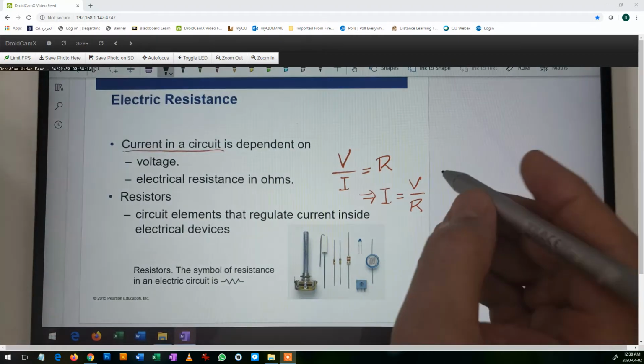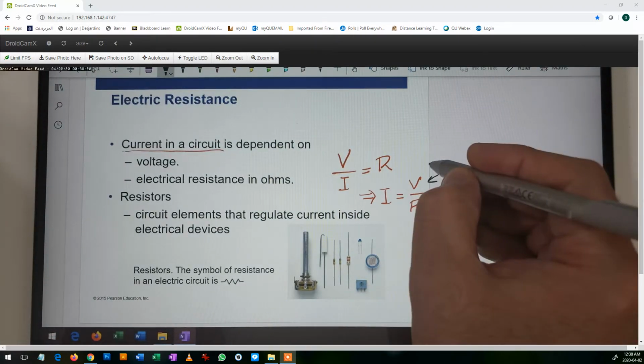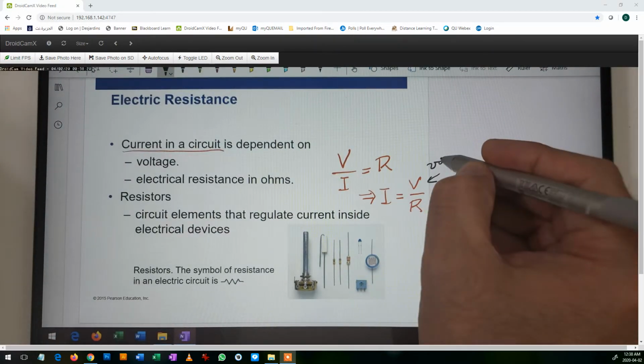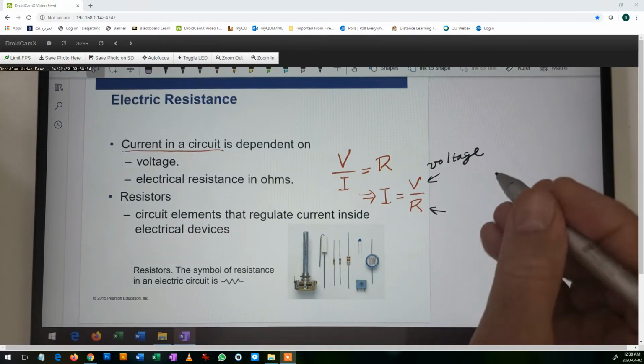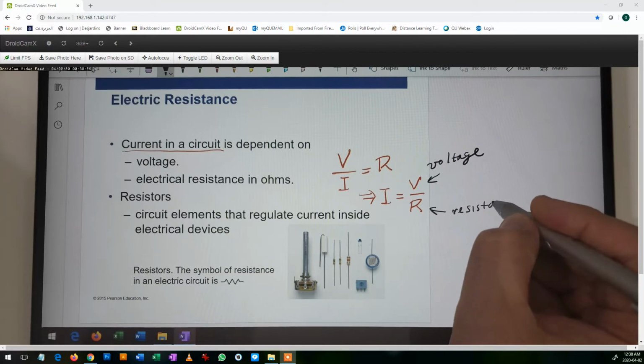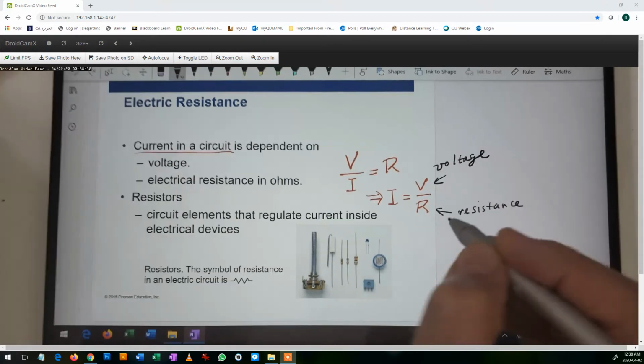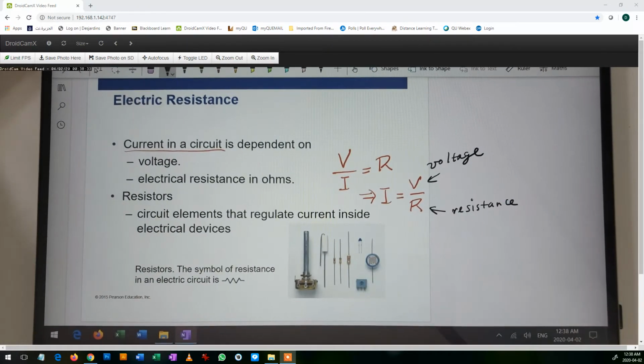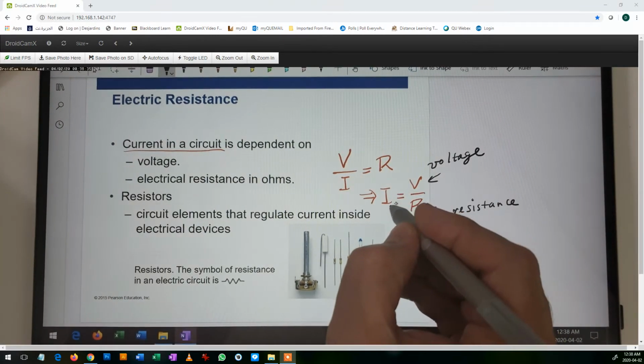So voltage, high voltage, هذه resistance، وهذا الكرنت.